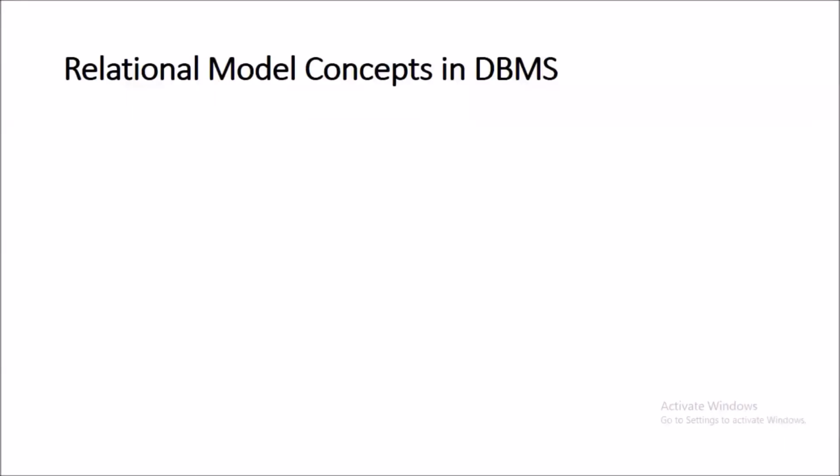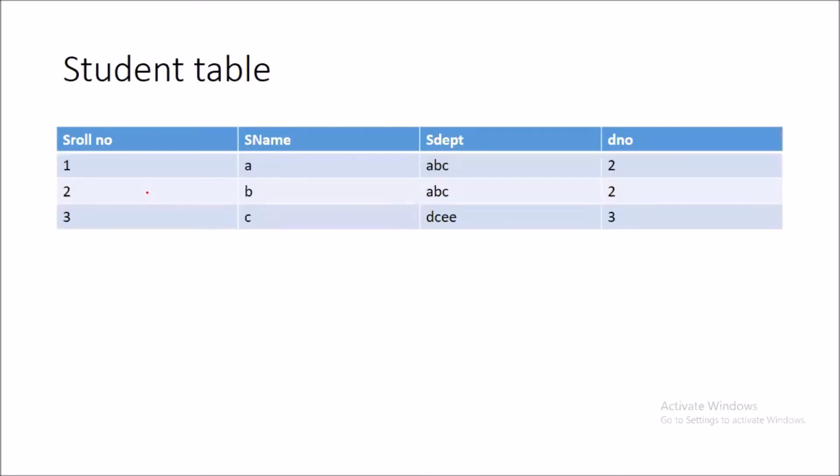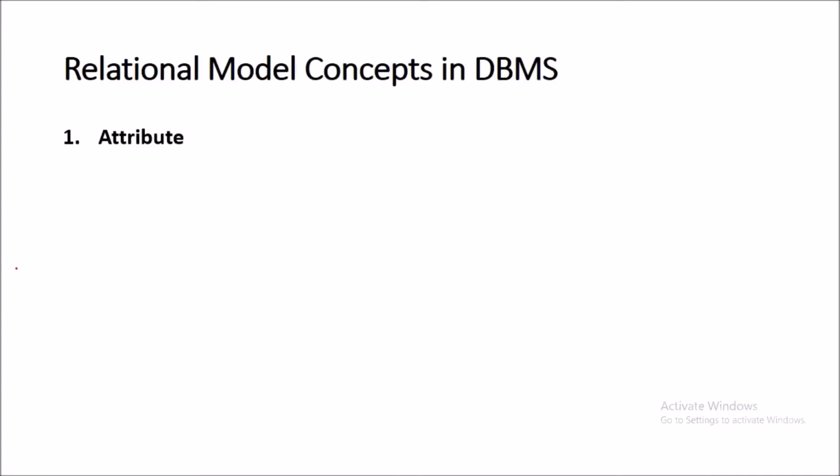Now we discuss relational model concepts in DBMS. First is attribute. So each column in a table is an attribute. As I discussed earlier, here student roll number, student name, student department, and department number are the attributes which define the property of a relation, or you can say a table. So attribute is each column in a table.